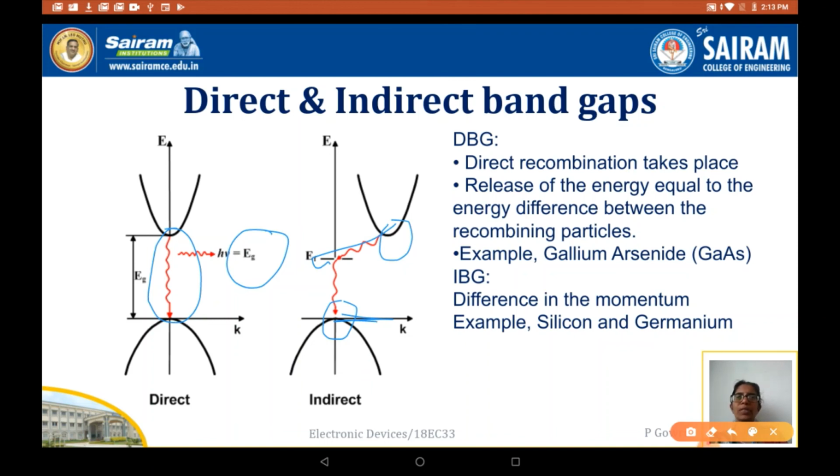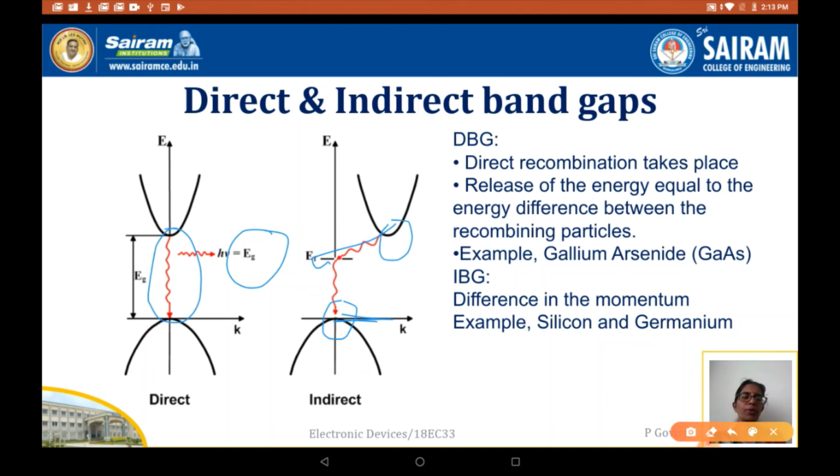An indirect semiconductor is one in which the maximum energy level of the valence band and the minimum energy level of the conduction band are misaligned with respect to the momentum. The difference in momentum is conserved by releasing energy, and only after that do both the momenta align themselves and recombination occurs with the release of energy. Examples of indirect band gap semiconductors are silicon and germanium.